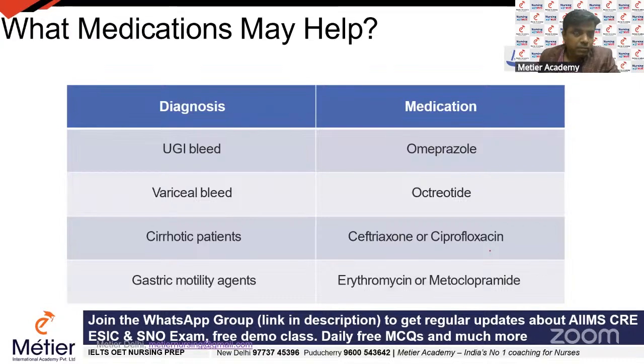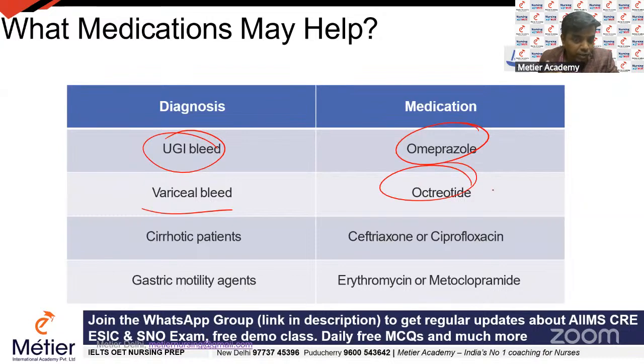Okay, so what medication can help? For upper GI bleed, there is a question here too. Omeprazole is the general choice for upper GI bleed. If it is an esophageal variceal bleed, octreotide is a good choice and a safer medication. We usually give it as an infusion. This is very important. Somatostatin is also given, but octreotide is the safer side, especially for cardiac patients.